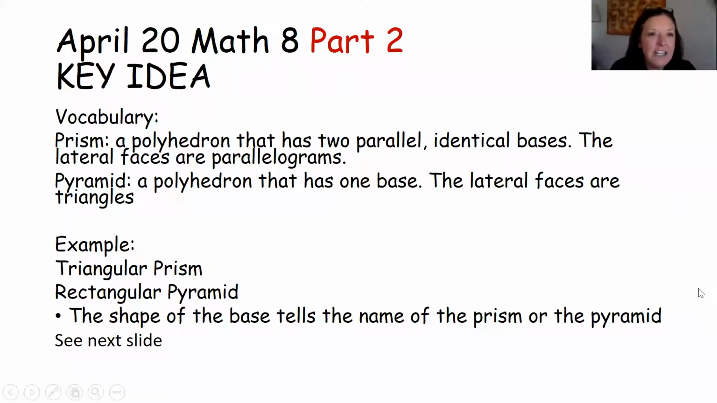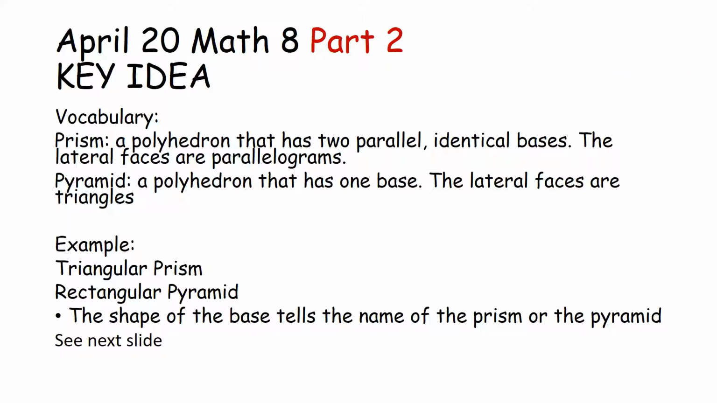And the key idea for today, I wanted to share first the vocabulary. So a prism. A prism is a polyhedron that has two parallel identical bases, and the lateral faces are parallelograms. A pyramid, the definition, is a polyhedron that has one base, and the lateral faces are triangles. And so, for example, you have a triangular prism or a rectangular pyramid. The shape of the base tells the name of the prism or the pyramid.